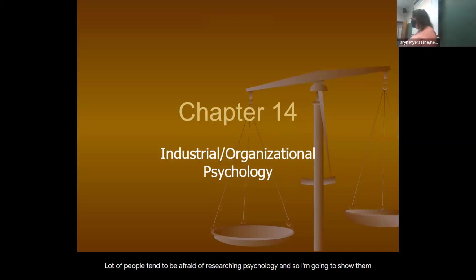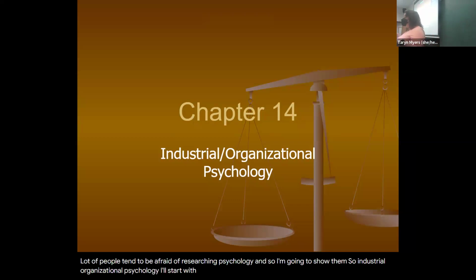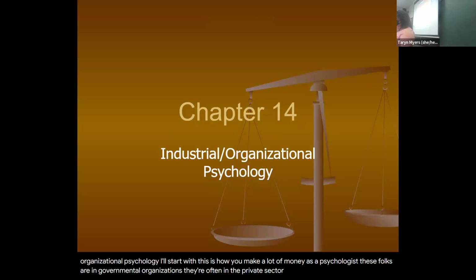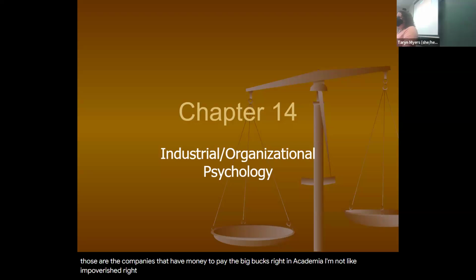So industrial organizational psychology, I'll start with, this is how you make a lot of money as a psychologist. These folks are in governmental organizations. They're often in the private sector working for Fortune 500 companies. Those are the companies that have money to pay the big bucks, right? In academia, I'm not impoverished, right? But I'm never gonna be making $1 billion. I mean, maybe you wouldn't as an IO psychologist, but you'll certainly be making 3-4 times what I'm making in academia.